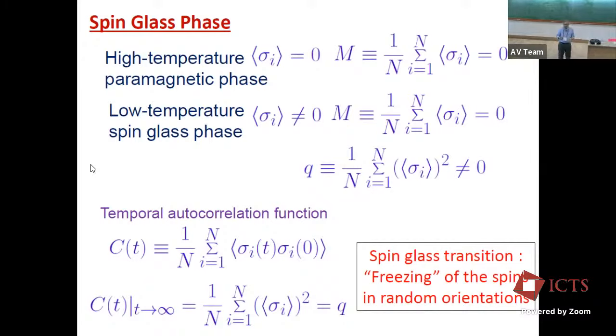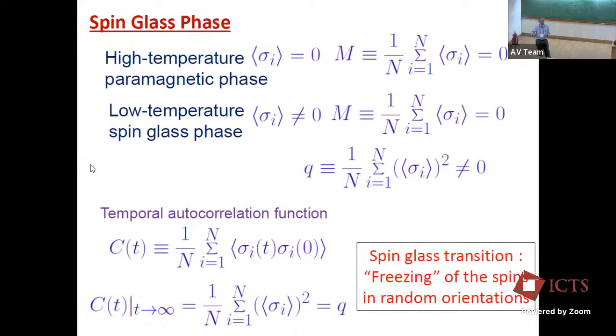That's people measuring experiments. It's not a ferromagnet. So M has to be equal to zero. But then how do we distinguish that state from the high temperature phase, where M is also equal to zero? So M cannot be an order parameter. M is zero in the high temperature phase because individual spin averages are equal to zero. And M is zero in the low temperature phase because individual spin averages are not zero, but they can be positive and negative with equal probability.